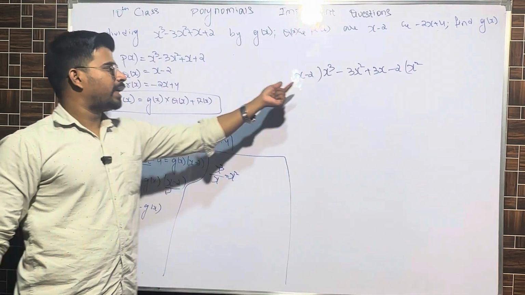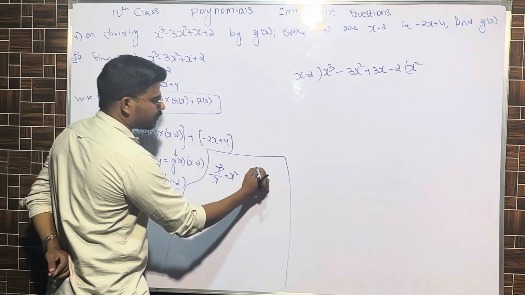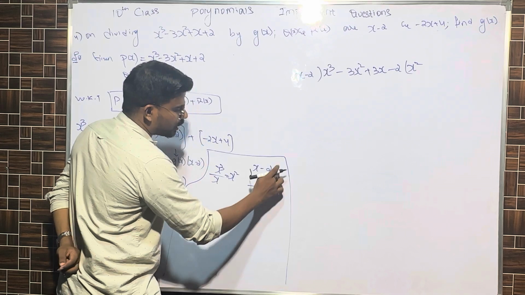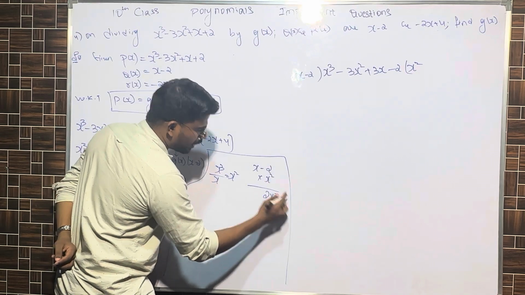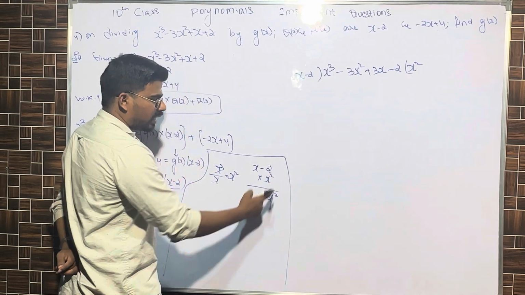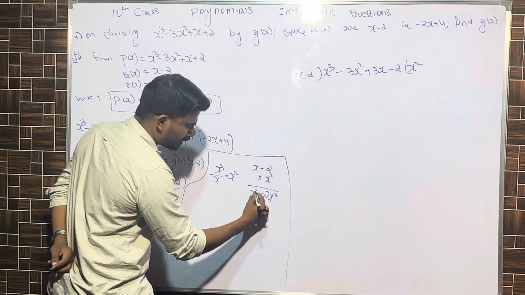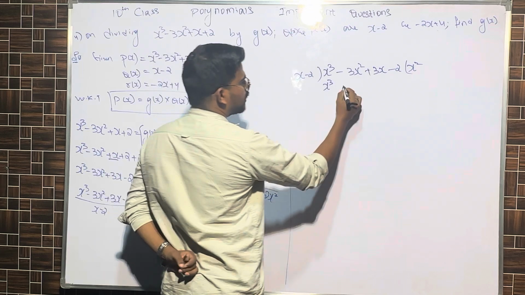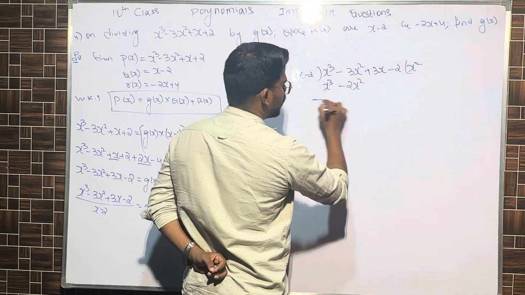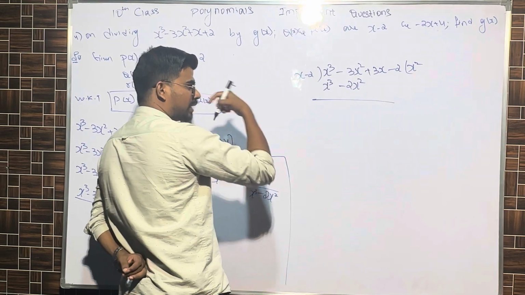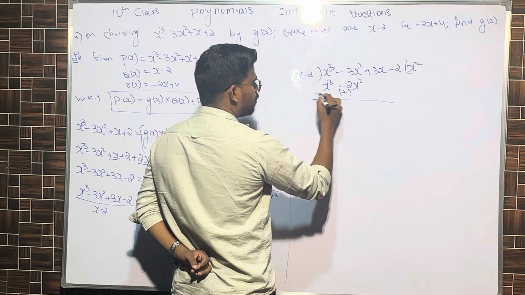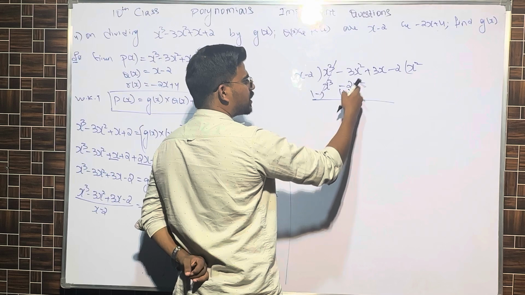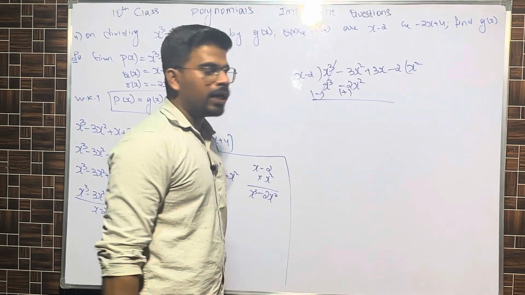Now, multiply x minus 2 with x square. x square into 2, 2x square, plus into minus, minus. x square into x, x cube. So, it is x cube minus 2x square. Minus 2x square. This becomes minus, this becomes plus. x cube minus x cube cancel. Minus 3x square plus 2x square.